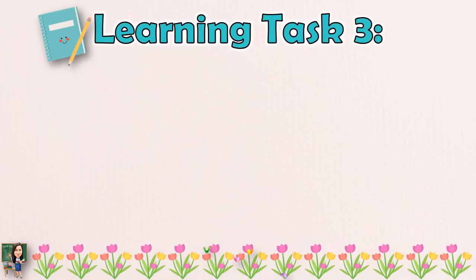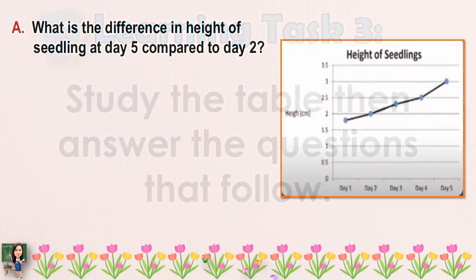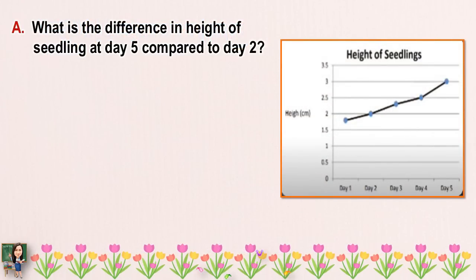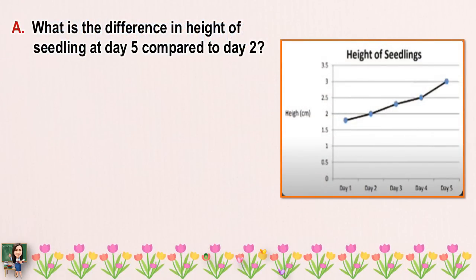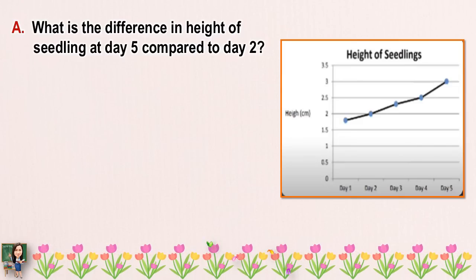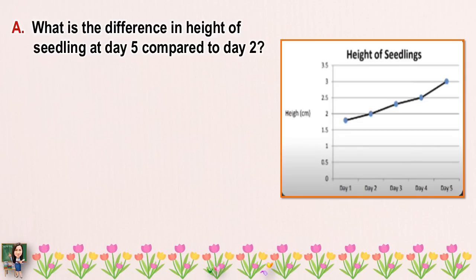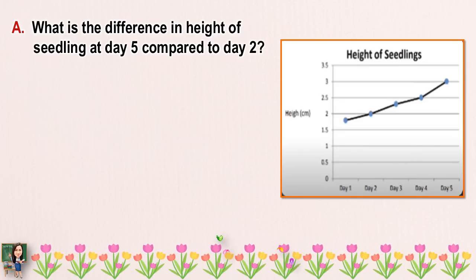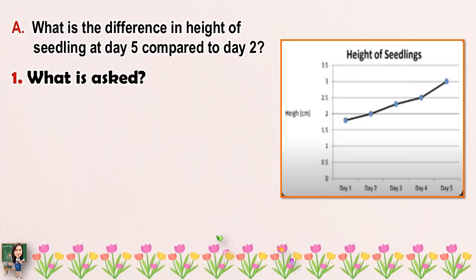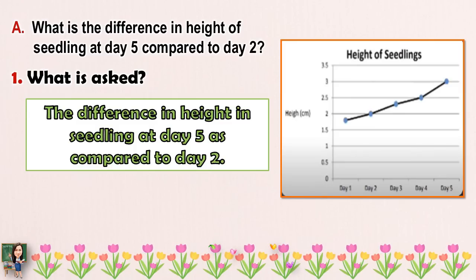For Learning Task 3, study the table then answer the questions that follow. Letter A, what is the difference in height of seedling at day 5 compared to day 2? Look at the graph. The title is Height of Seedlings. In y-axis, it represents the height in centimeter. And in x-axis, it represents the days. First question, what is asked in the problem? Correct. The difference in height of seedling at day 5 as compared to day 2.